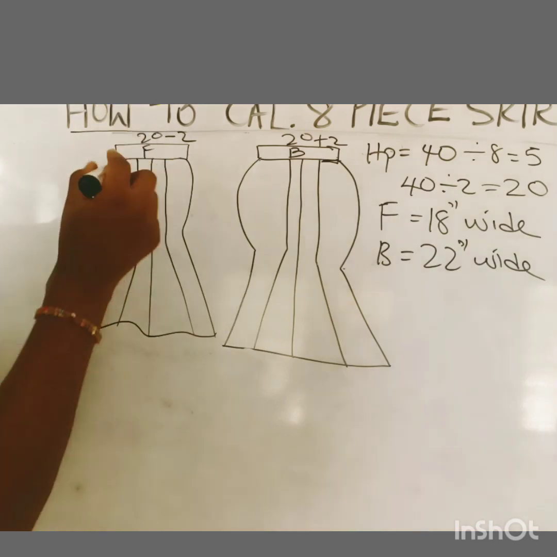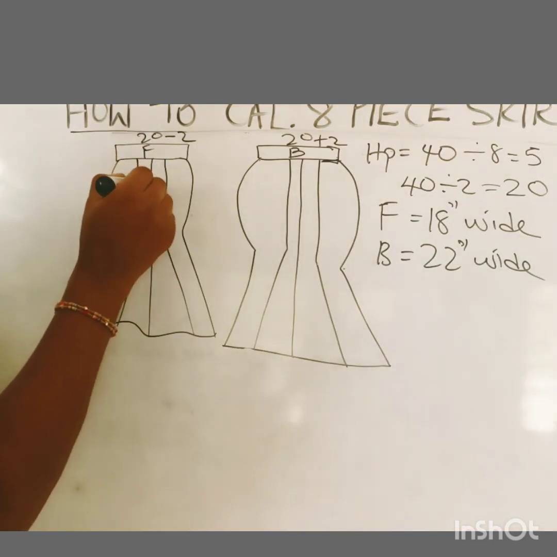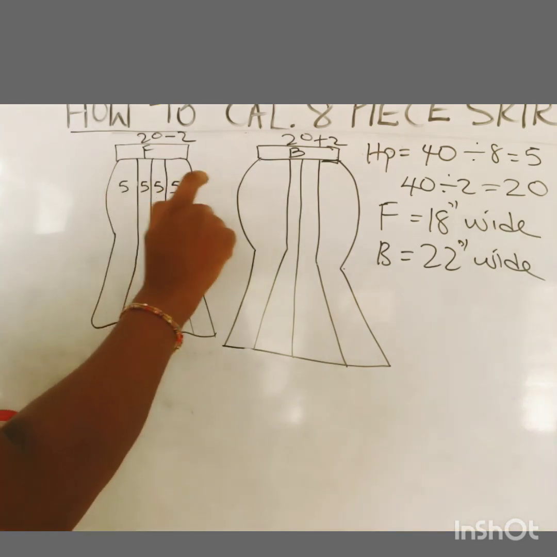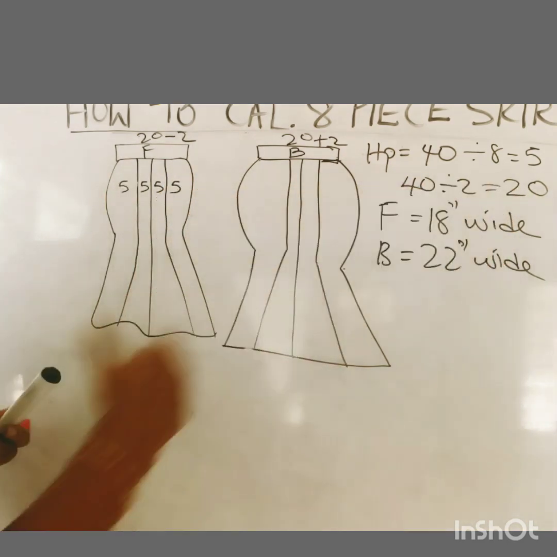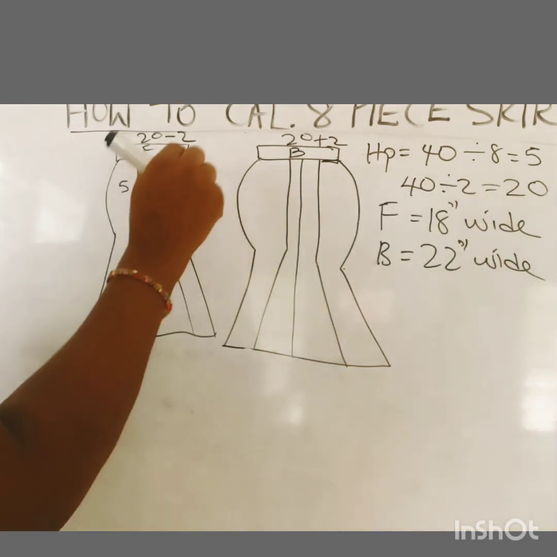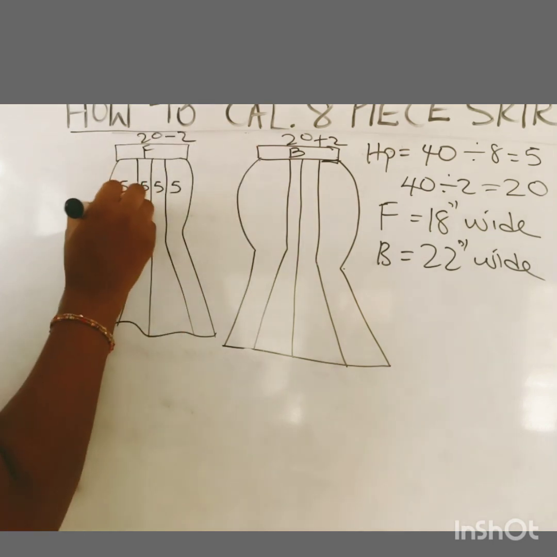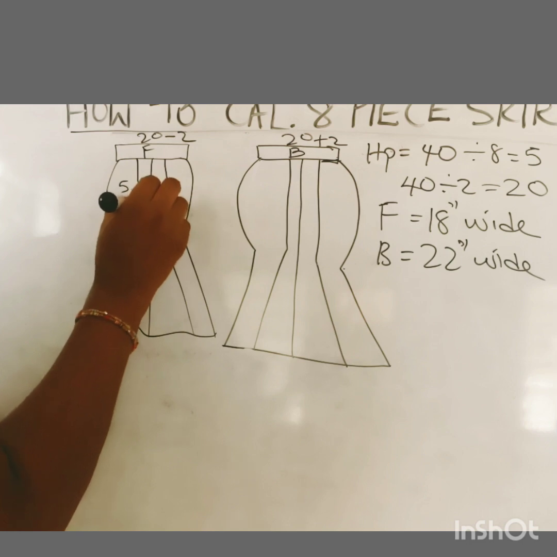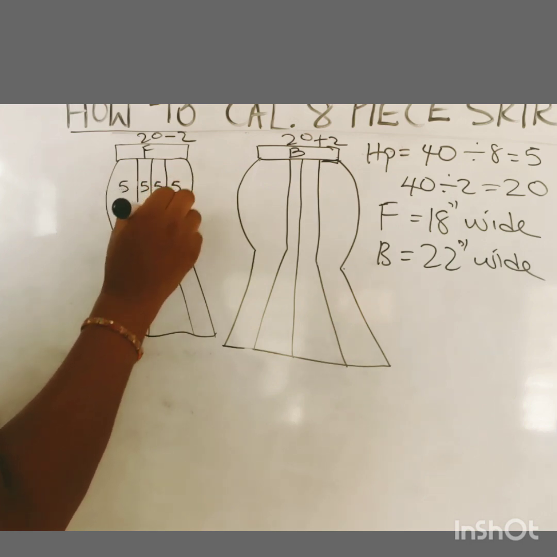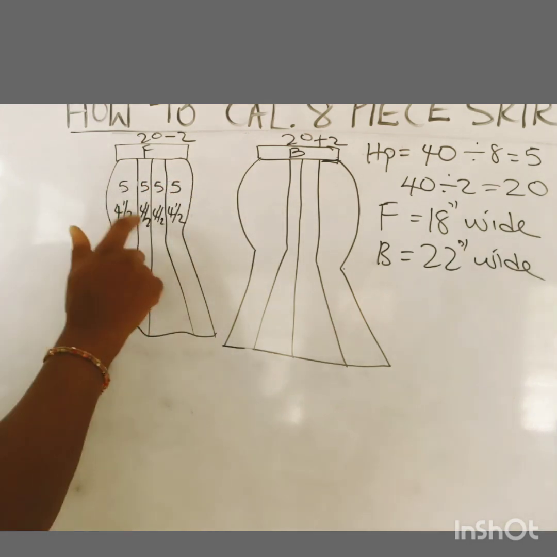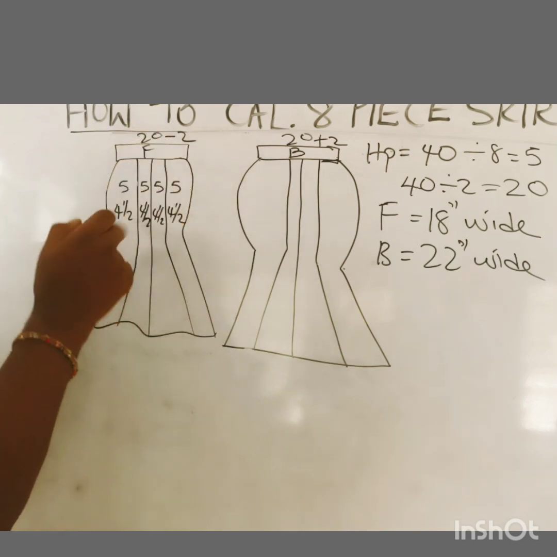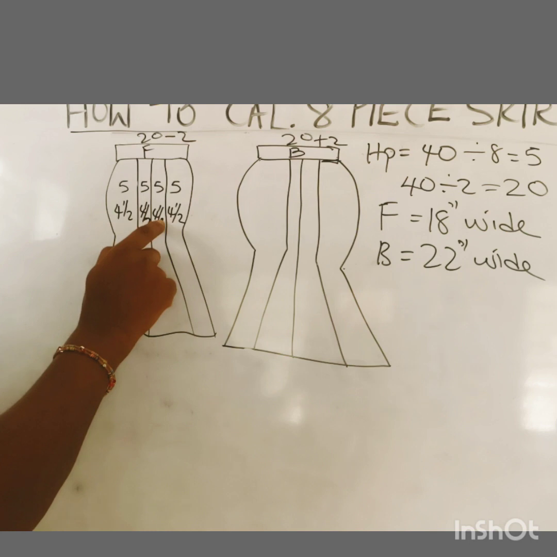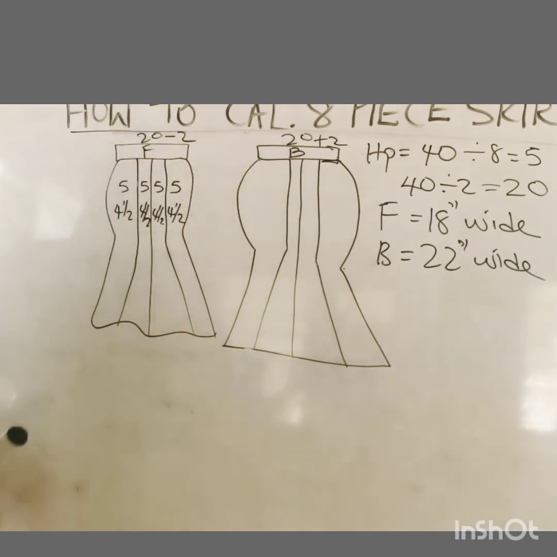Remember that before, they were 5, 5, which gave us 20. So if you just simply remove half, that means this will be 4 and a half, 4 and a half, 4 and a half, 4 and a half. Sorry, half, 1 and a half, 2, that is -2.